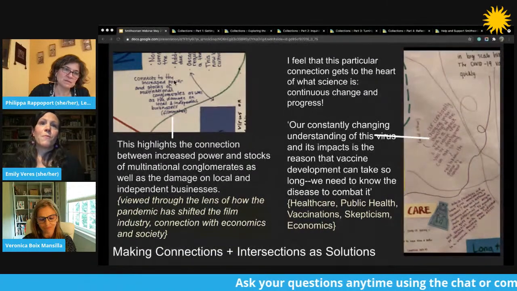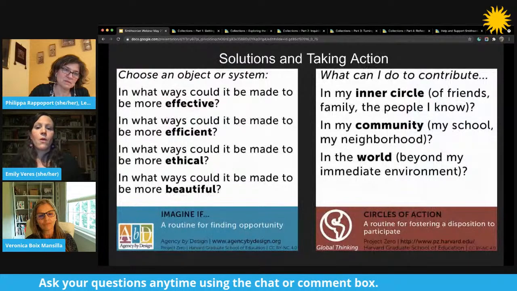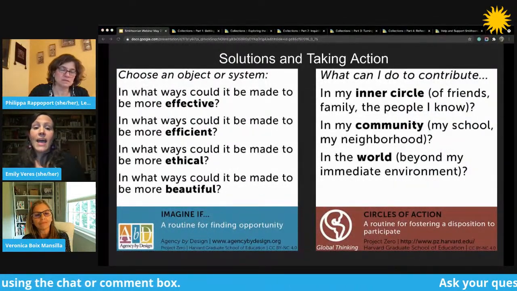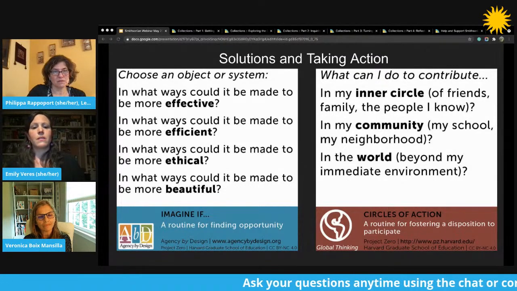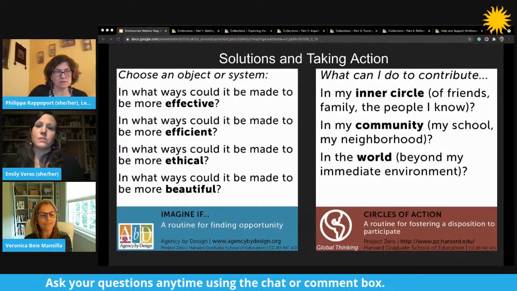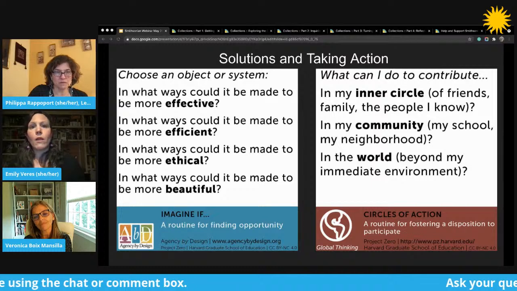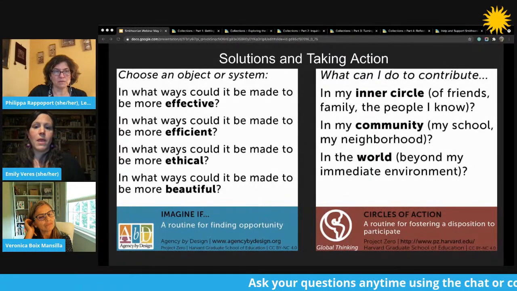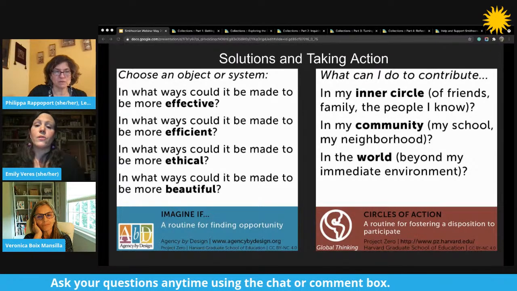So from that, I wanted to highlight that the students at this point in time were looking at solutions and taking action. And I had asked them both of these sets of questions: how they could take a look at those intersections on the map, reflect on those maps, and think about when we move into this post-pandemic world, what are the ways that we could make our school community more effective, more efficient, ethical, and beautiful?